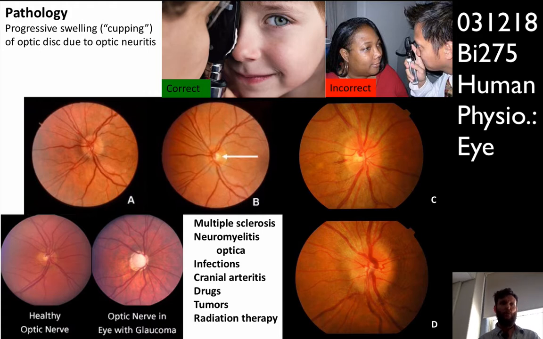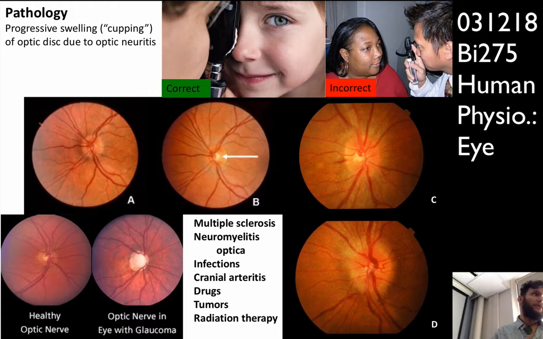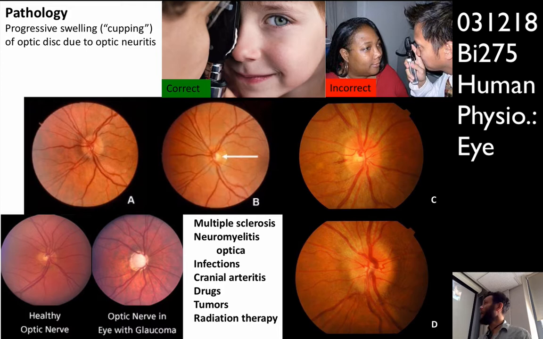Why would you look in there? Why would you want to visualize the optic nerve? Well, the optic nerve can have cupping. And so here's an example of a healthy optic nerve on the bottom left-hand side. And I put a whole bunch of different pathologies in the optic nerve. A person who is trained, a neuro-ophthalmologist, to know what they're looking for can diagnose a wide range of things.